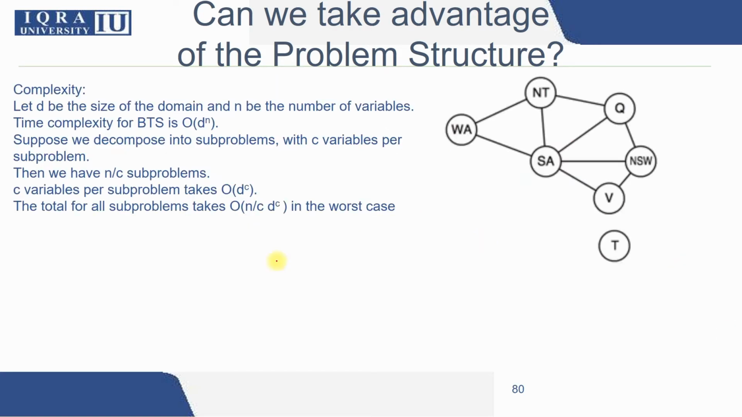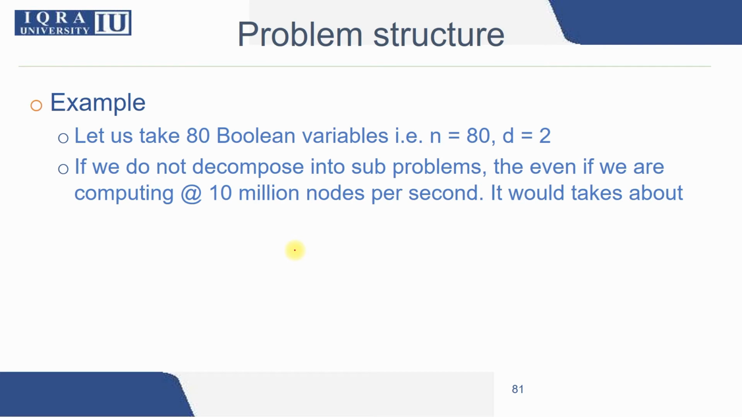So the idea is, if D is the domain size and n is the number of variables, then the total work required with backtracking search is D to the power n. But if we decompose into subproblems, then we could reduce that to n divided by c subproblems, each of size D to the power c, which is the worst case scenario, and is quite good compared to the original problem.